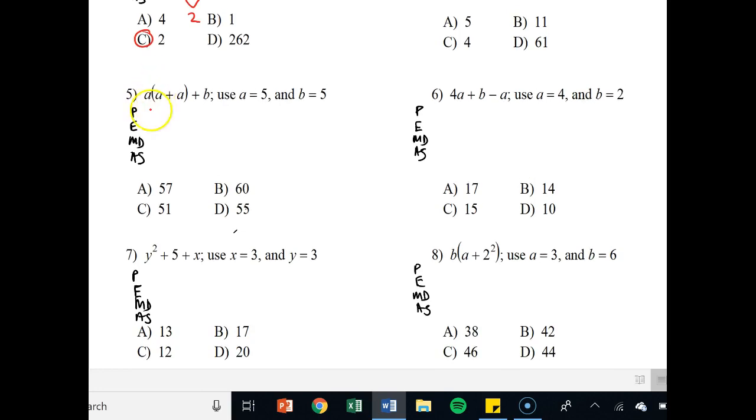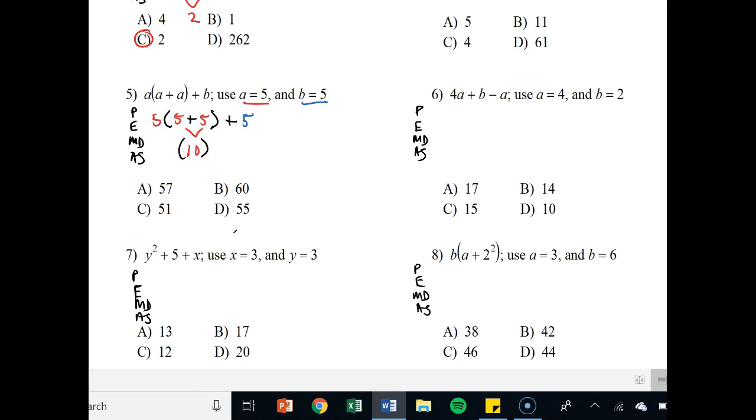Next one, it says a parentheses plus b. We're going to use a as 5, so I'm going to say 5 parentheses 5 plus 5, close it up, and then plus b is also going to be 5. So order of operations says do the parentheses first. 5 plus 5, that's 10. Close it up. Notice how that stuff is still in parentheses. So we've got 5 parentheses 10 plus 5.